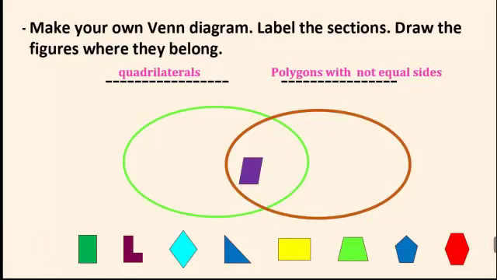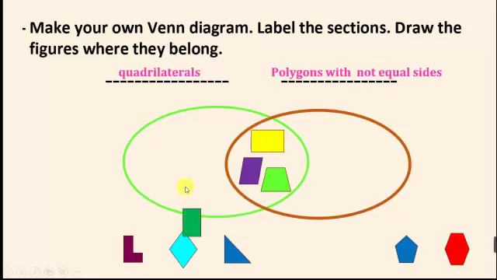Okay, next one, the rectangle. Rectangle also is a quadrilateral and it has no equal sides. Then the trapezoid, it's also a quadrilateral but it has no equal sides. Okay, do we have anything else here that is a quadrilateral but has no equal sides? No, I have here the square and here a rhombus. So the square and the rhombus have equal sides.